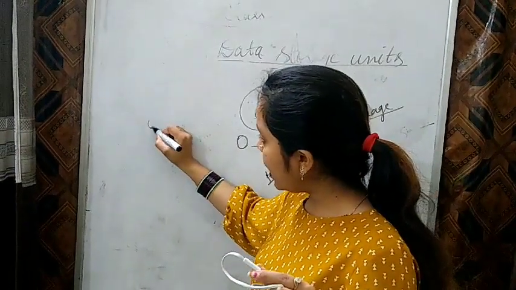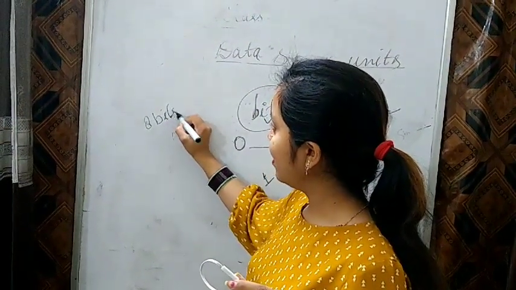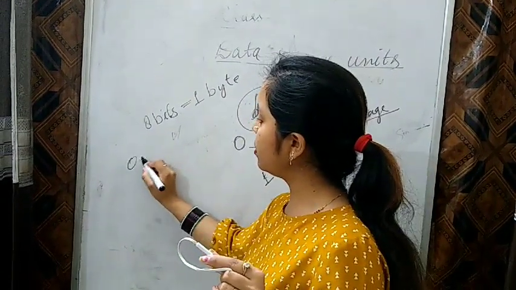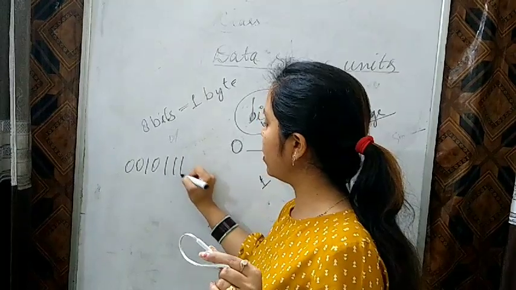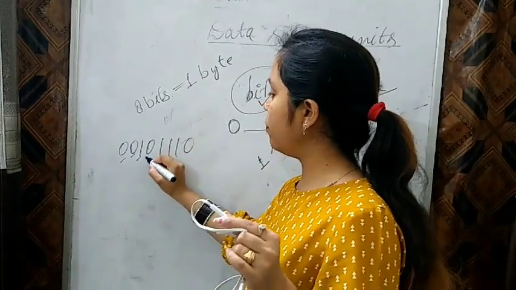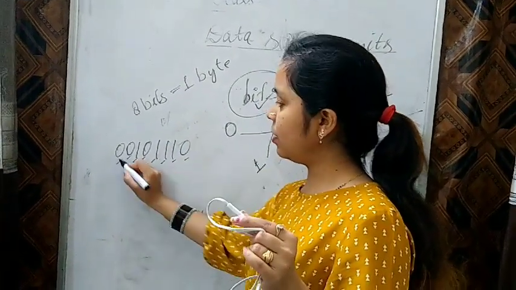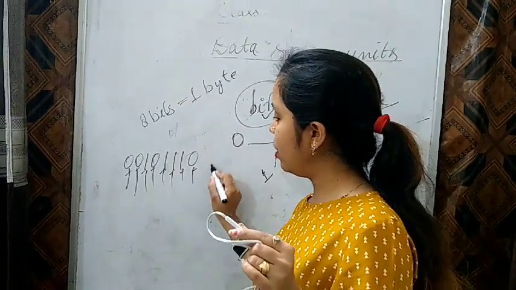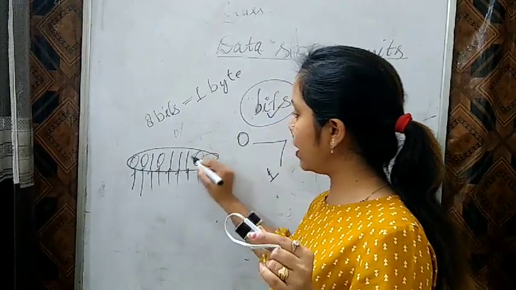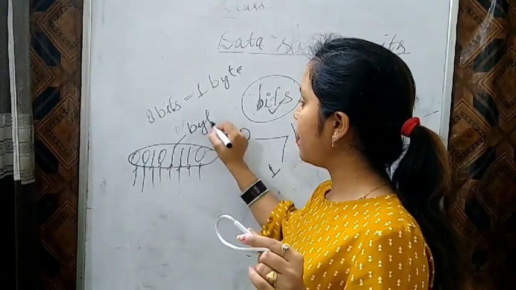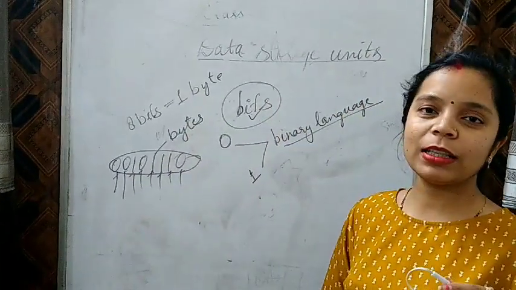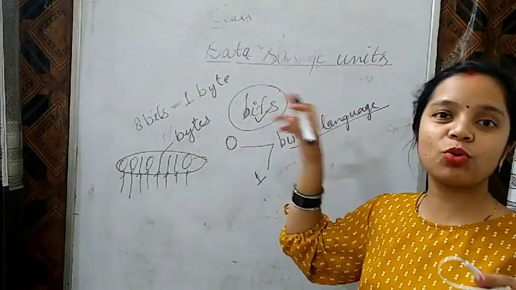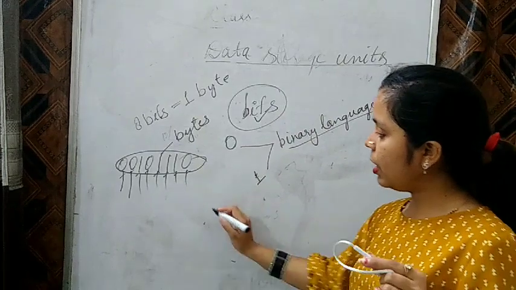And 8 bits is equal to 1 byte. When we write this 0, 0, 1, 0, 1, 1, 0, 1, this is bit 1, this is bit 2, 3, 4, 5, 6, 7, 8. When we write 8 bits together, together it forms a byte. So these are the storage units of the computer. In bits and bytes, data is stored in the computer.